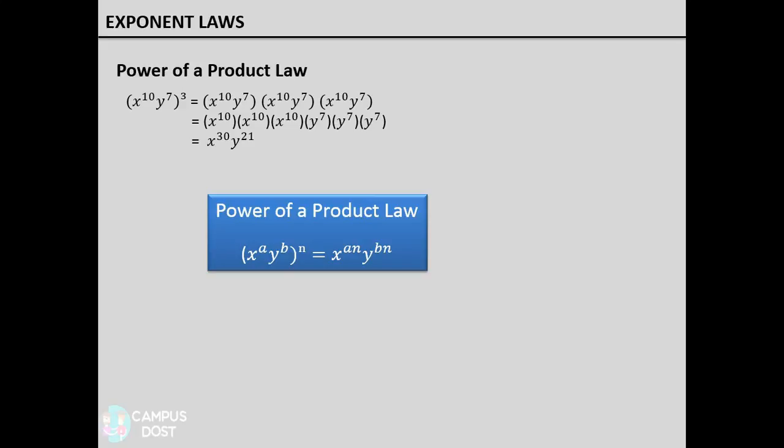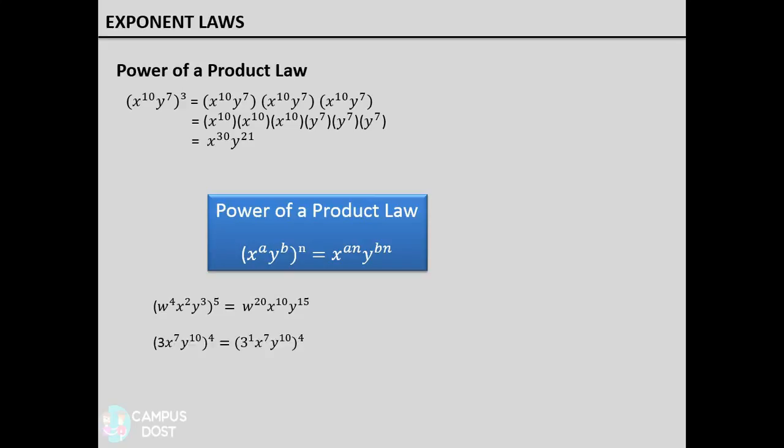For example, to simplify this, we take the 5 here and multiply by the exponent 4 to get w to the power of 20. Then we multiply 5 by 2 to get x to the power 10. And finally we multiply 5 by 3 to get y to the power 15.